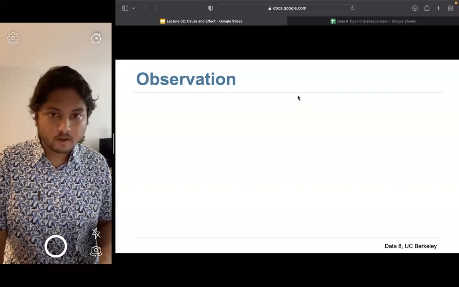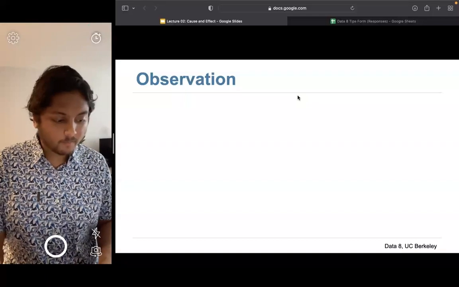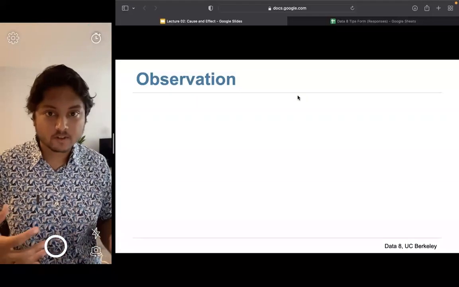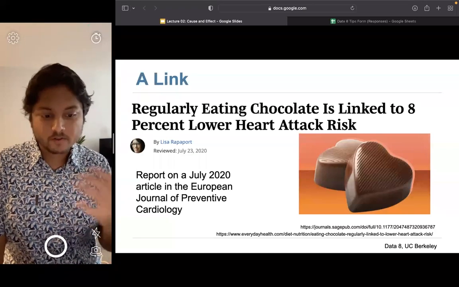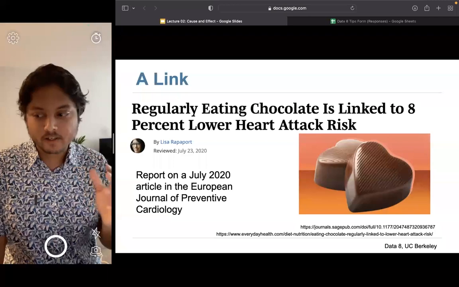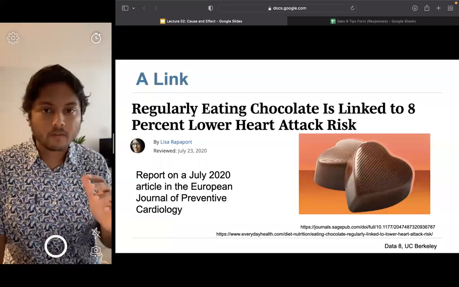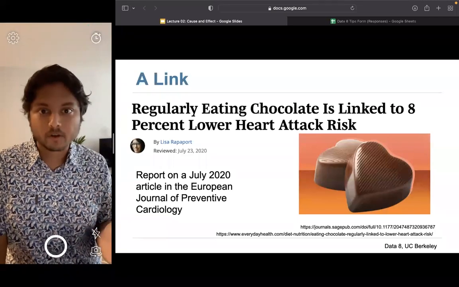So what we're going to typically call this is observation when you have these things being associated. We're going to call this association when two things are linked. So if there's some sort of relationship, then we're going to call that an association. That's going to be the terminology we're going to use in the class.